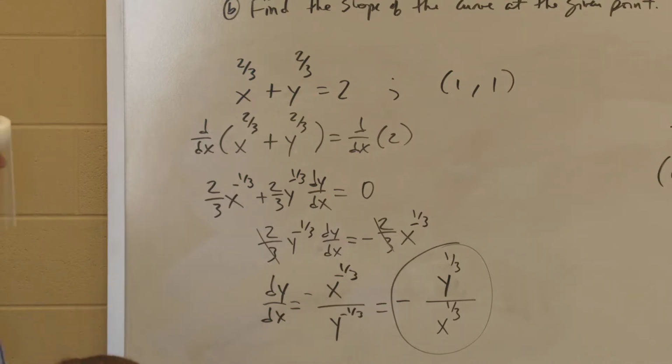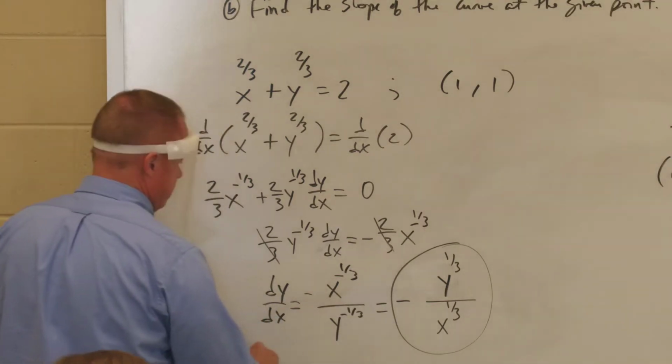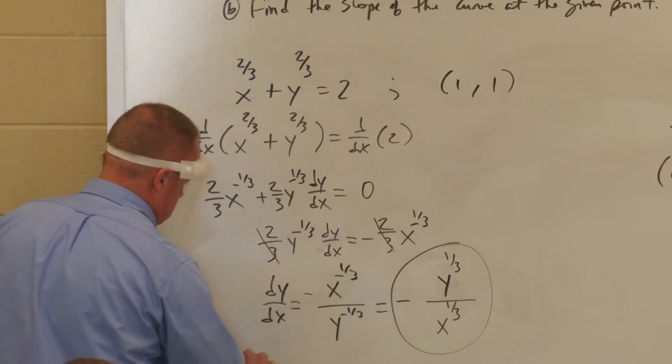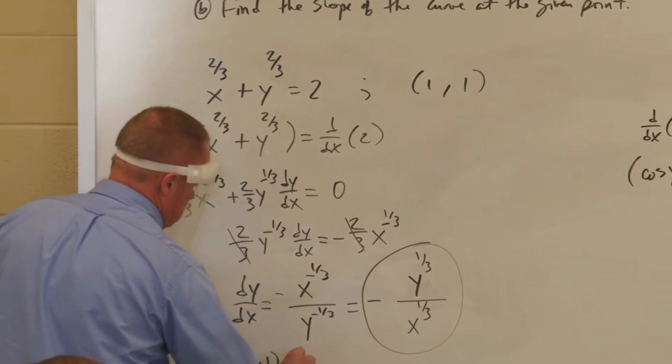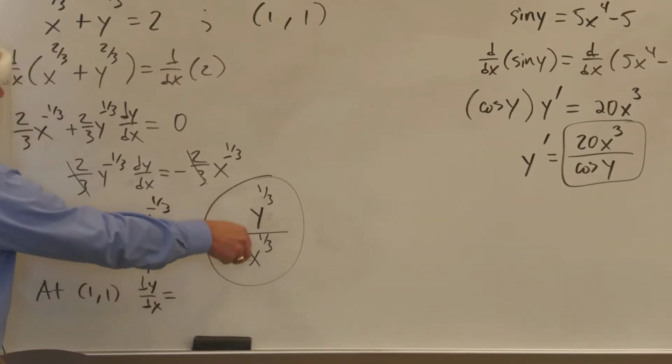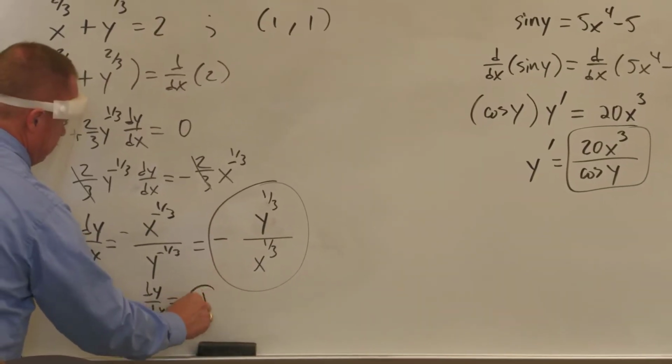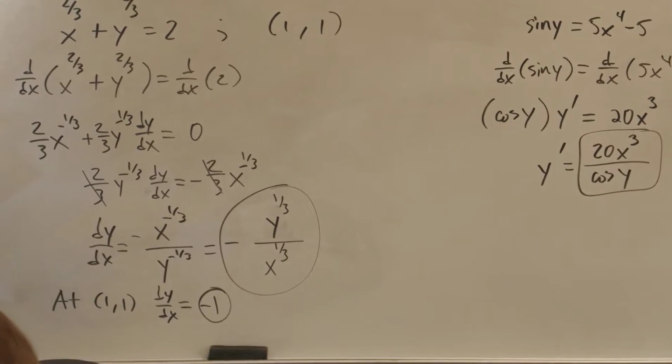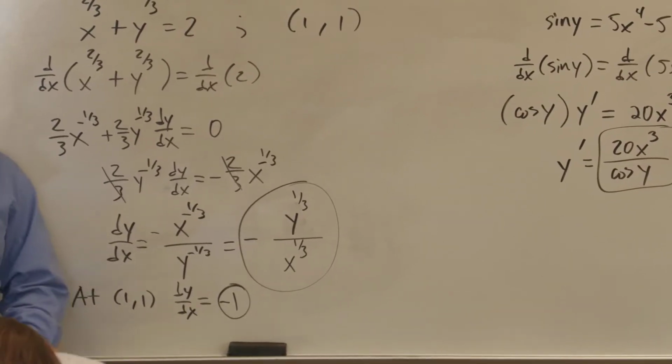So at (1, 1), what's the derivative at (1, 1) then? Well, 1 over 1, negative 1. Questions about that?